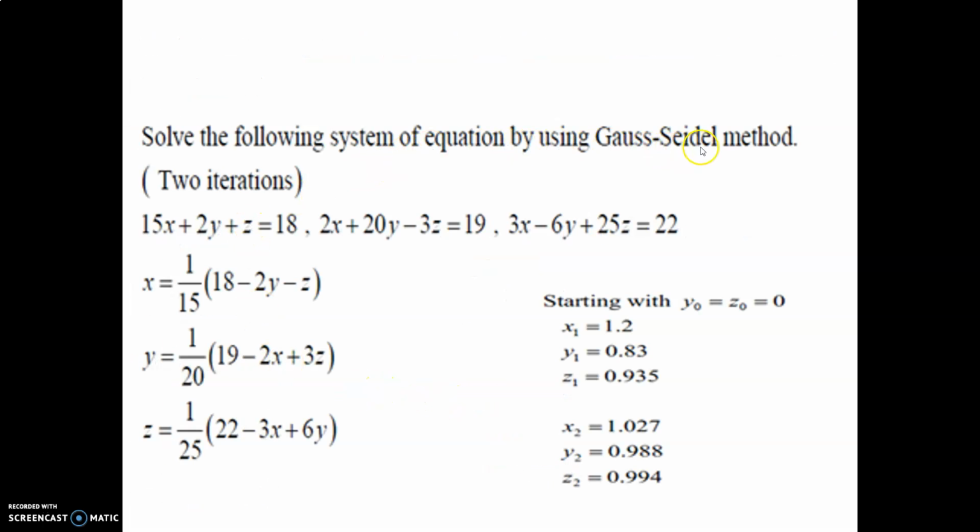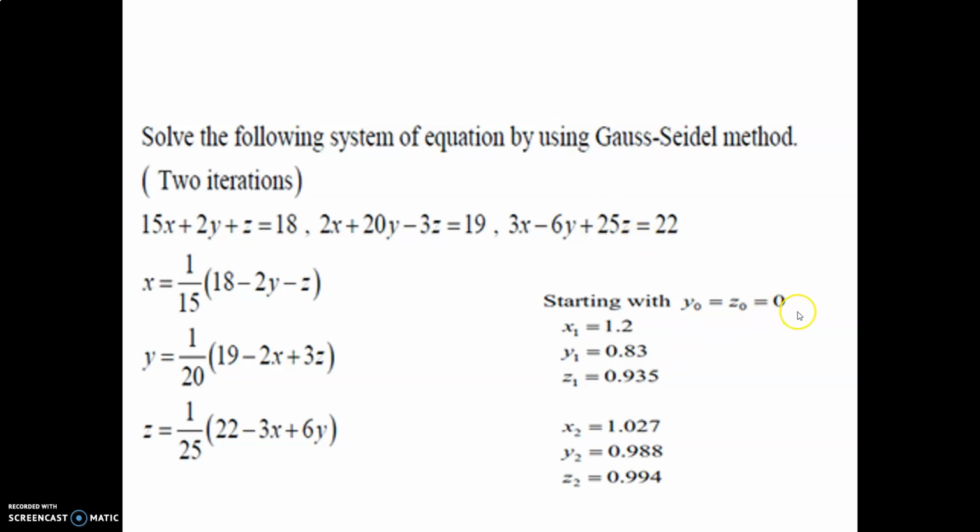Solve the following system of equations using the Gauss-Seidel method. 15x plus 2y plus z equal to 18, 2x plus 20y minus 3z equal to 19, 3x minus 6y plus 25z equal to 22. x is equal to 1 upon 15, 18 minus 2y minus z; y is 1 upon 20, 19 minus 2x plus 3z; z is 1 upon 25, 22 minus 3x plus 6y.